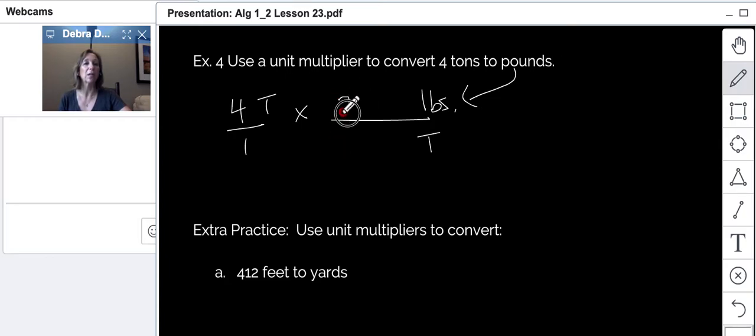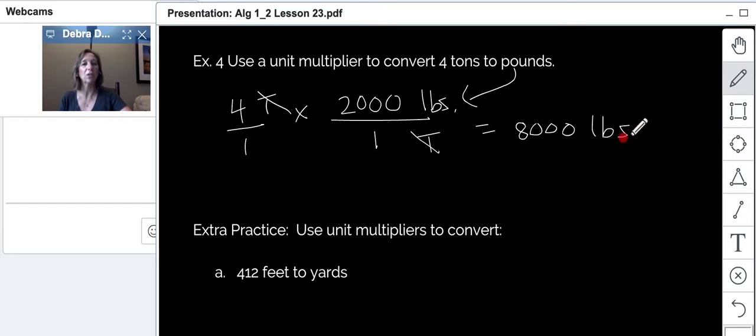Okay, we know that because we're memorizing our unit multipliers, there's 2,000 pounds in 1 ton. So the tons will cross out. This is a nice simple one. So we get 4 times 2,000. It's going to be 8,000 pounds.